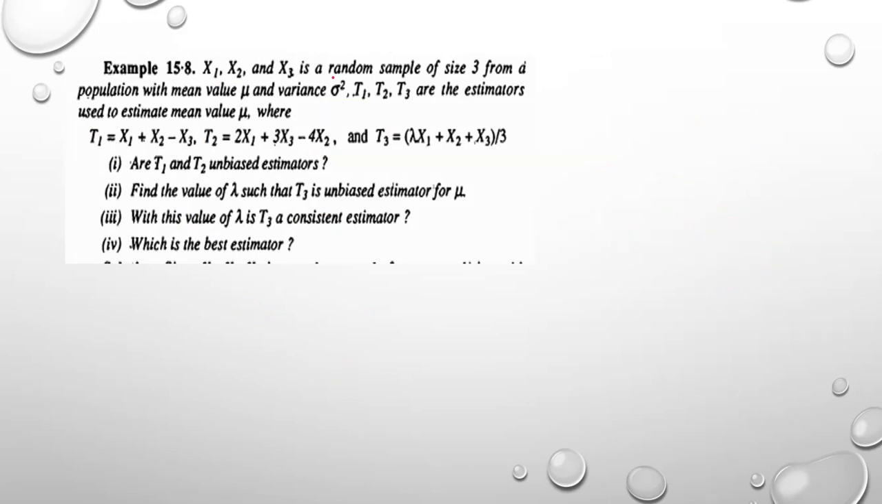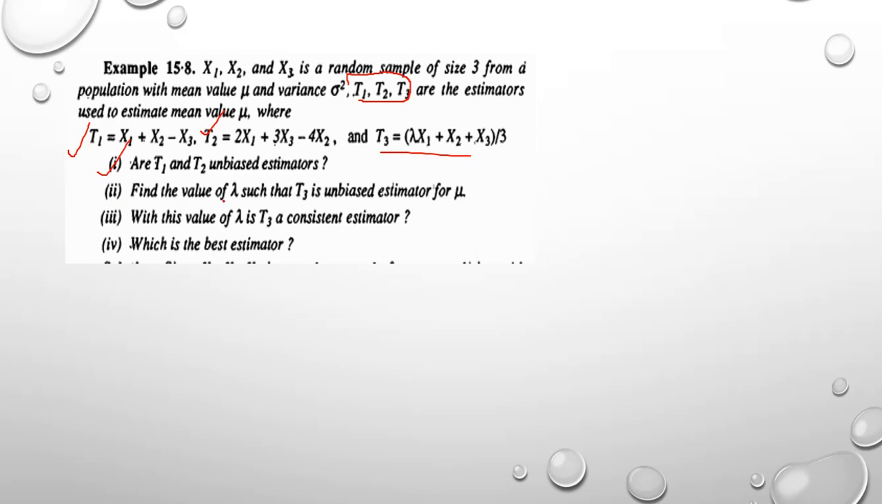This is x1, x2, x3, a random sample of size 3 from a population with mean mu and variance sigma square. See, these 3 are our estimators. T1 is x1 plus x2 minus x3, T2 is 2x1 plus 3x3 minus 4x2, and T3 is this thing. Now T1 and T2 are unbiased estimators. See, here mu plus mu minus mu, so T1 is unbiased. Coming to this, 2 plus 3 is 5, 5 minus 4 is 1, so it is also unbiased. Okay, question 1 is complete.